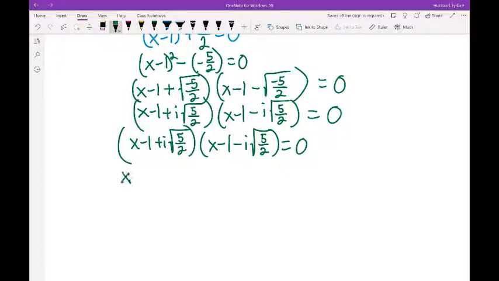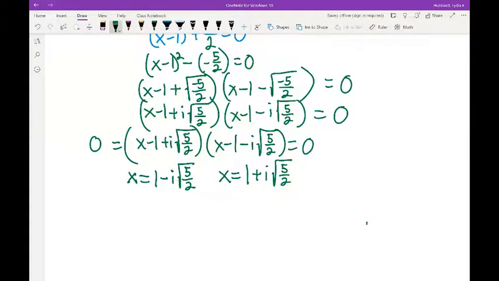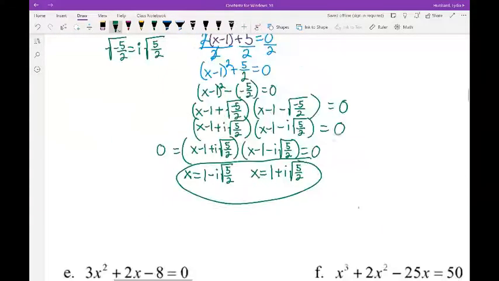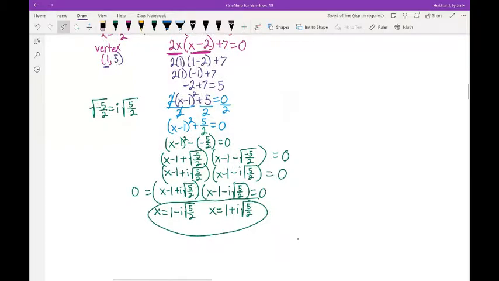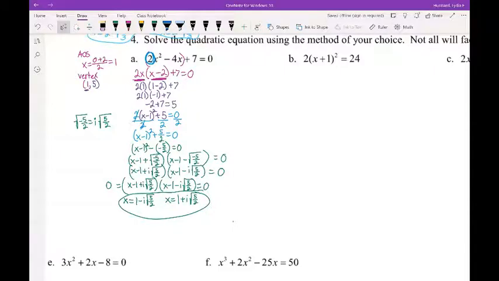So from this first factor, when I set each of these equal to 0, I'll get that x equals a positive 1 minus i radical 5 over 2. And from the second one, I'll get a positive 1 plus i radical 5 over 2. Right? Because I would be adding 1 and subtracting i radical 5 over 2 from the first one, and adding 1 and adding i radical 5 over 2 to the second one. And so that would be my answer. Oof, that was a lot. It's okay though. And again, that denominator doesn't simplify, so we're just going to leave it as is.